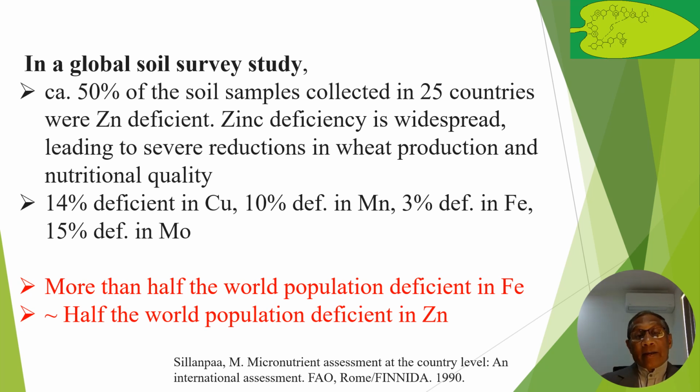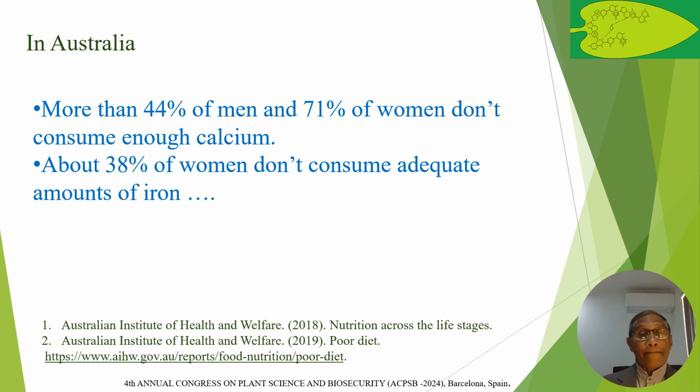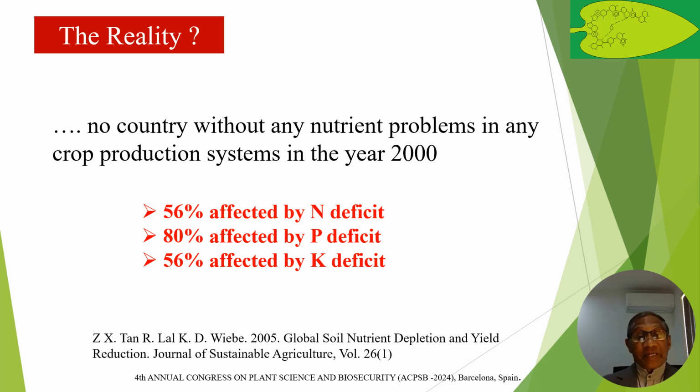However, it's very clear that more than half the world population is still deficient in iron, and half the world population is still deficient in zinc, in spite of the spotlight being focused on this problem. Some data from Australia is also revealing, and as you can see, the situation is far from ideal. And so the reality is that in the year 2000, no country was without any nutrient problems in crop production.